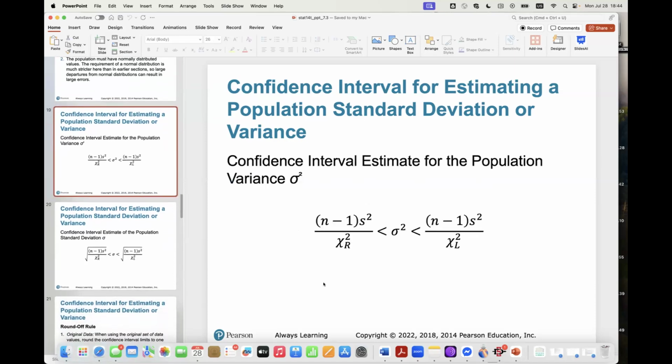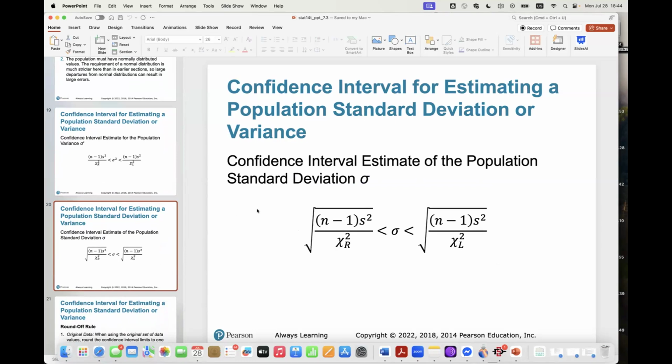Okay, and there is the formula for the confidence interval estimate for the population variance, sigma squared. We know that sigma squared is between (n minus 1) times s squared divided by chi-square R, and (n minus 1) times s squared divided by chi-square L. The reason is chi-square L is less than chi-square R, so when you divide the same number by the larger number, the result is going to be smaller, right?